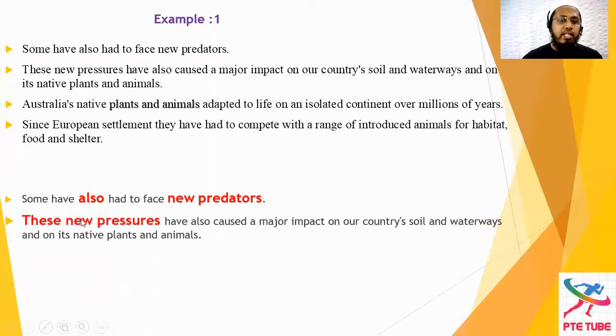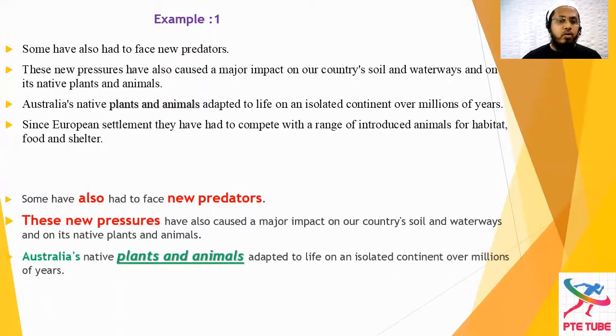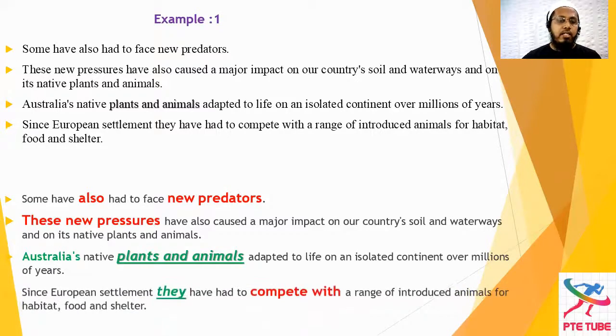The second sentence, "these new pressures." I'm trying to figure out the topic sentence. These words, "these", "that", and all, they never come in an introductory sentence. Just by looking at this first word, "these", I'll make a decision that this is not an introductory sentence. Third one, "Australia's native plants and animals adapted to life on an isolated continent over millions of years." This may be. Let's have a look at the next sentence. "Since European settlement, they have had to compete." Who are these "they"? Have we discussed anything before this? No. Hence, the fourth sentence also cannot be an introductory sentence.